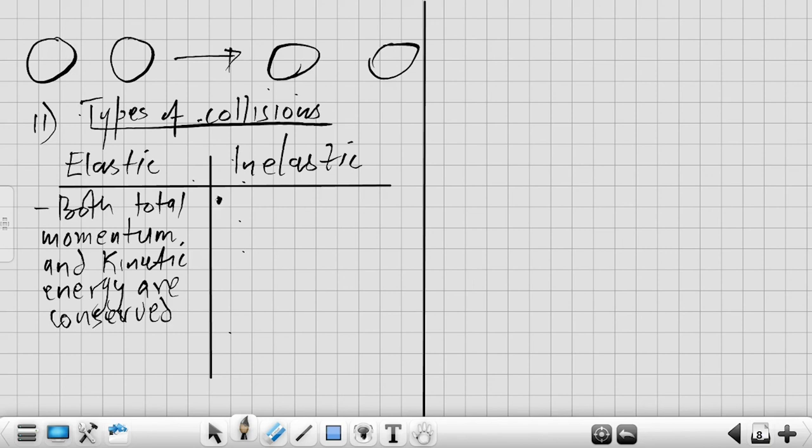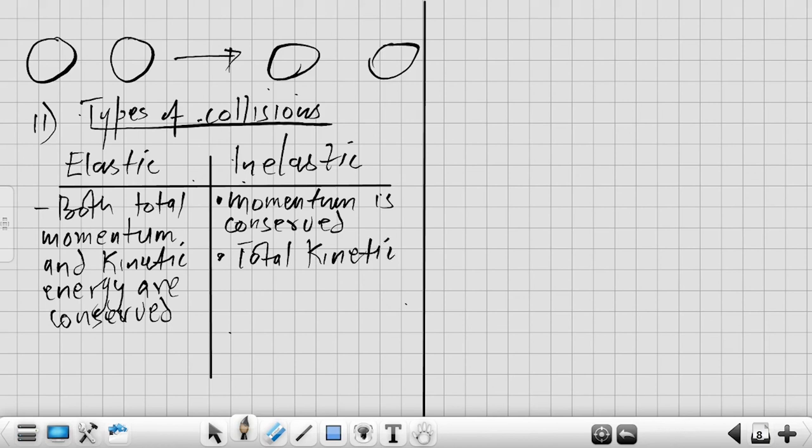Then in an inelastic collision, momentum is conserved, but kinetic energy is not conserved. Total kinetic energy is not conserved.